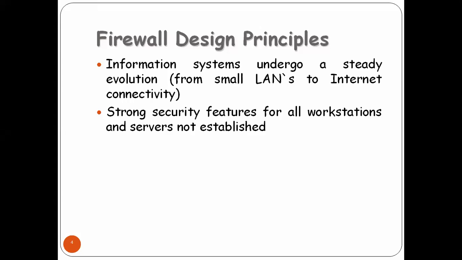So information systems undergo a steady evolution. How are we going to do it? Strong security features for all workstations and servers are not established properly. So we should not trust whatever we access through the internet. We want to know whether it is a trusted server or not, and we need to identify that. That is the most important thing.